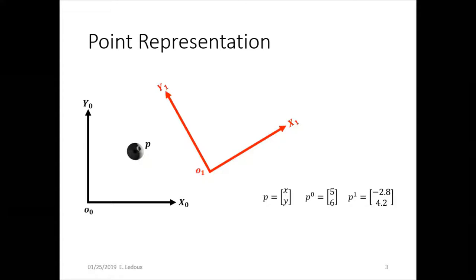So first we'll look at point representation. See, the Death Star here is a point, P, in an original frame. So P in the zero frame, say, has coordinates 5, 6: 5 in the x direction, 6 in the y direction. Now, if we wanted to give the same point in the new frame, frame 1, then we would go in the negative x direction and then positive y direction. So that, say here, is negative 2.8 in the x, positive 4.2 in the y.